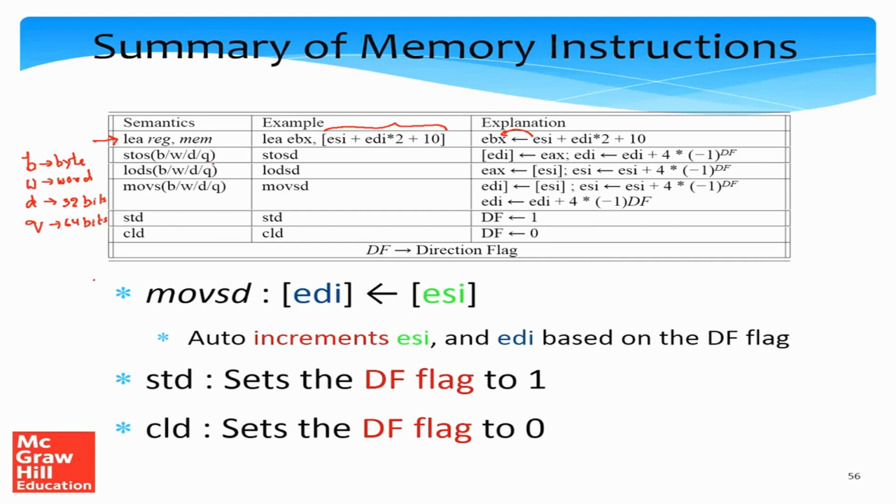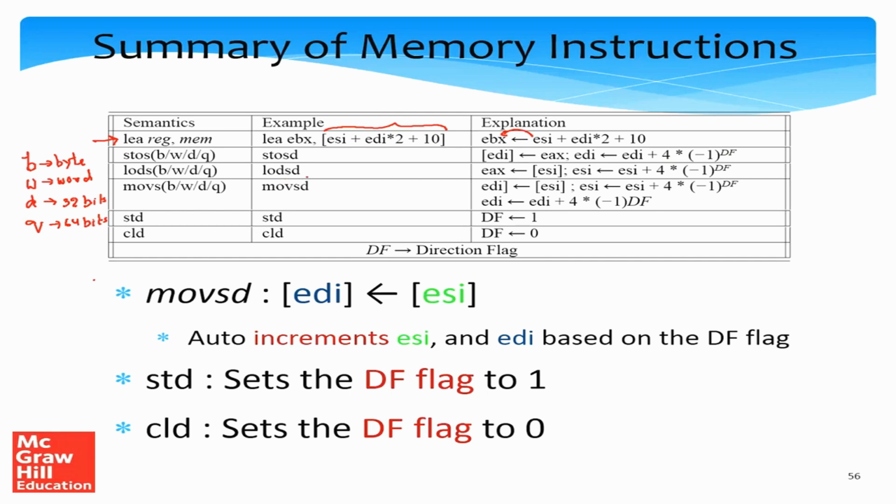Depending upon the type of instruction that we are using, we add the right suffix. Since we are looking at a 32-bit instruction set, we use STOSD. If it's 64 bits, use STOSQ. So what does this do? Essentially, it reads the value in EAX and saves it in the memory location stored in EDI. Subsequently, it sets EDI equals EDI plus 4 times minus 1 to the power DF, where DF is the flags bit. If DF is 0, this is EDI plus 4. If DF is 1, it's EDI minus 4.